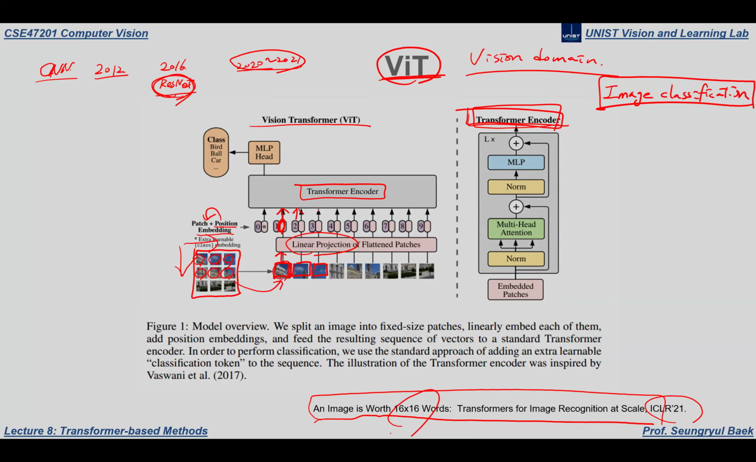And then they are inputted to the transformer encoder, and we also have one extra token. We call this extra token the classification token, okay? So we then apply the self-attention mechanism on these input tokens, which are coming from the image patches, with the added positional encoding and the classification token, to output the improved features.